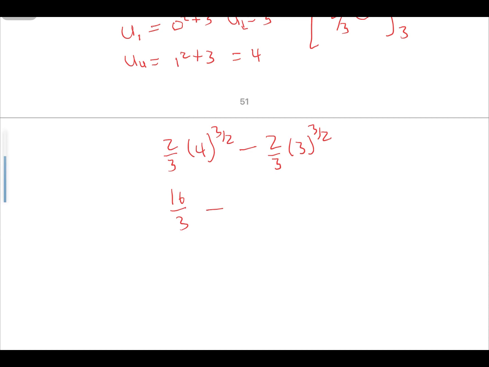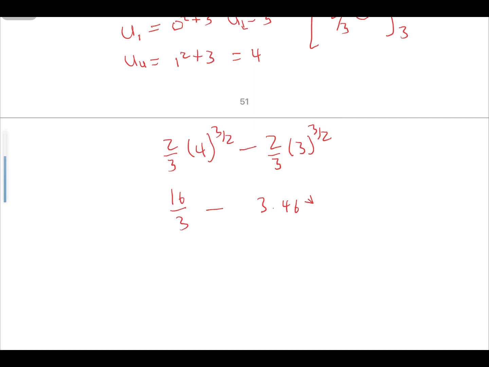3 on 2. We are going to get 5.196. Then multiply by 2 on 3. We are going to get 3.46, which is what? 3.464. So subtracting this one, 16 over 3, minus this 3.464, what are we getting?